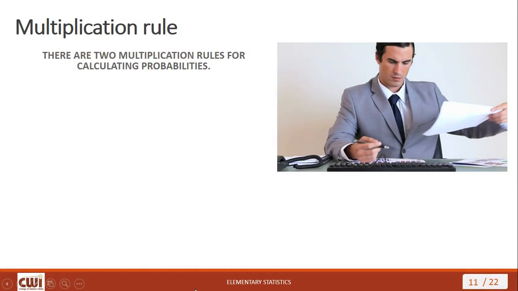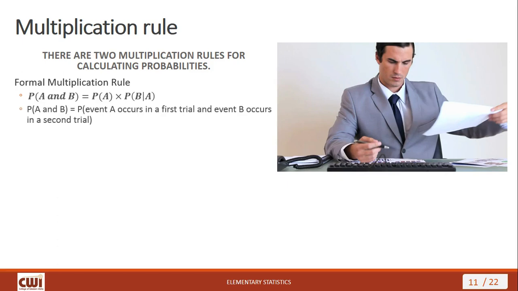Now again, your textbook authors claim there are 2 multiplication rules for calculating probabilities. There's the formal multiplication rule, which you see here, and this is what we're going to be using to calculate things out. I'll show you how to do that in a moment. So the probability of A and B occurring is the probability that event A occurs in a first trial and then event B occurs in a second trial. Properly read, the probability of A and B is the probability of A times the probability of B given A. So B occurs given that A occurs first.